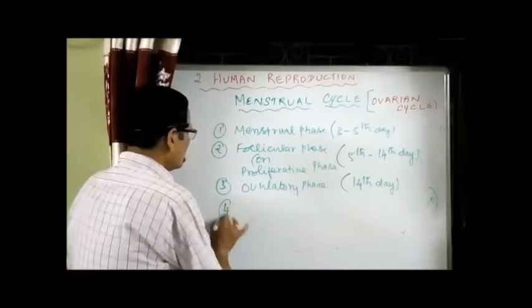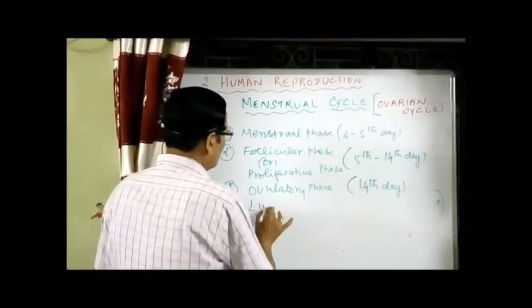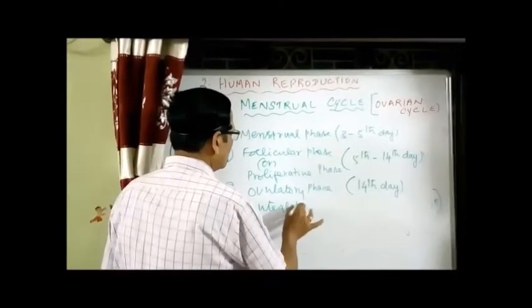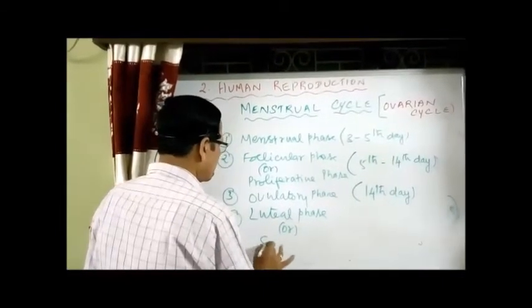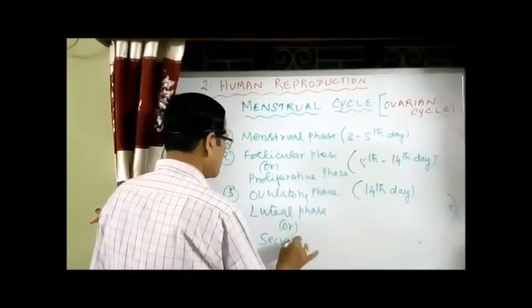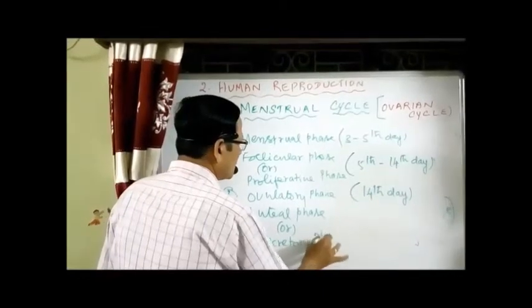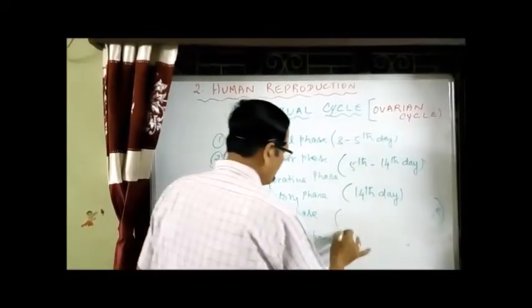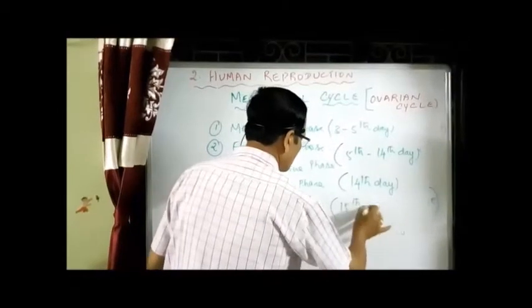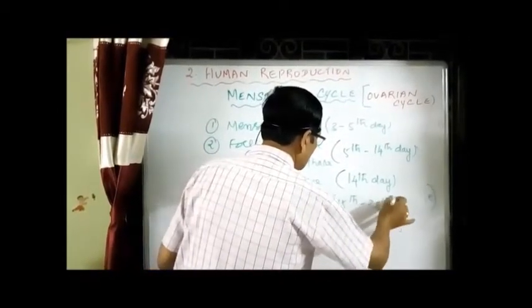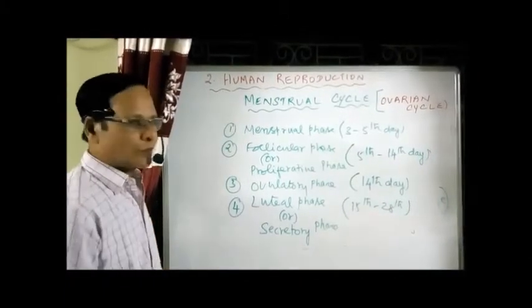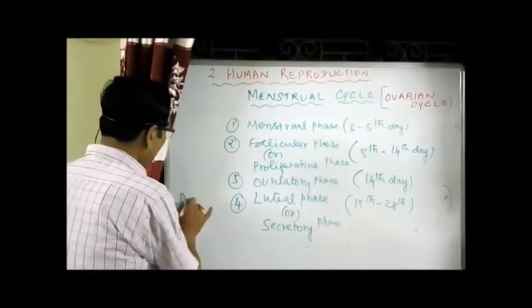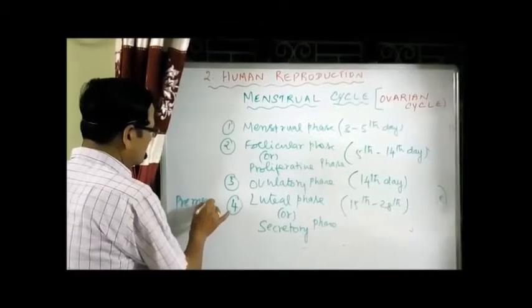Now the last one, the luteal phase. The luteal phase is also called by another name, the secretory phase. That is, we have the 15th to 28th day. It also has another name, the premenstrual phase. It's not there in the book, premenstrual.